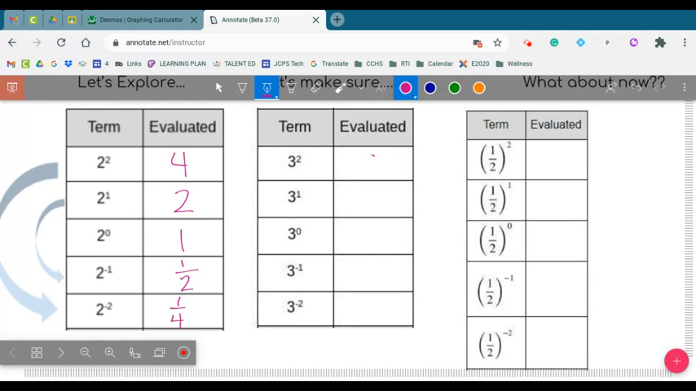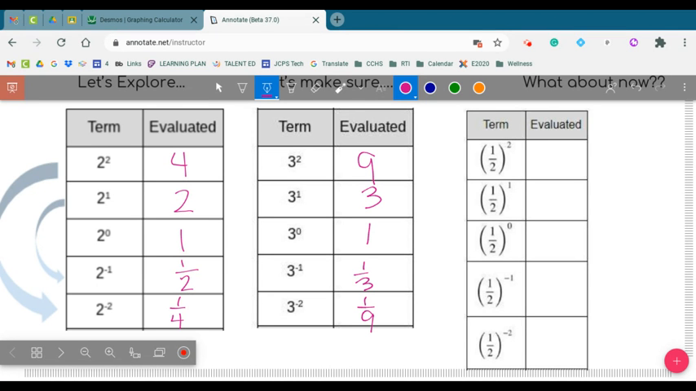3 squared is going to be 9. 3 to the first is going to be 3. 3 to the 0 is 1. 3 to the negative 1 is going to be 1/3. 3 to the negative 2 is going to be 1/9. So kind of look at what our pattern is.